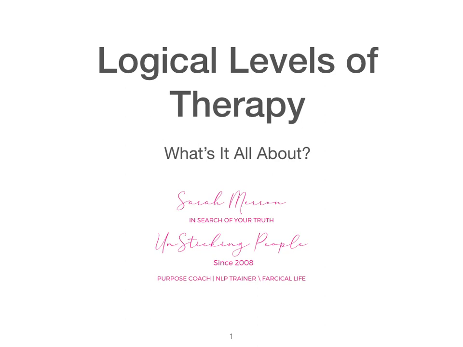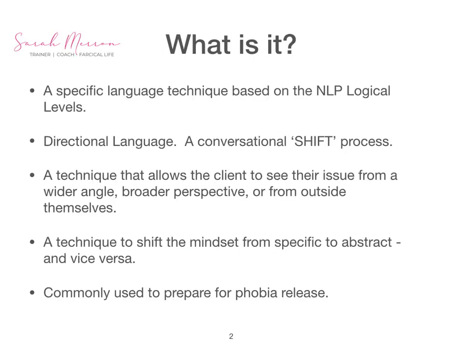Logical levels of therapy is a really interesting and widely used technique based on the idea that problems don't exist at different levels. It's a bit like Einstein's thoughts: if you want to solve a problem, you've got to find that the solution exists on a different level to the problem. You've got to use a different level of thinking. So, within the context of NLP, what is it all about?